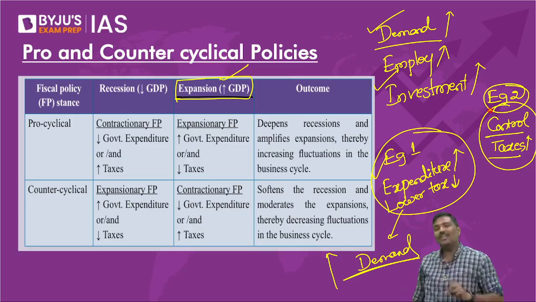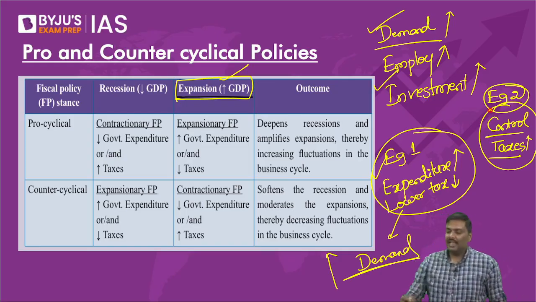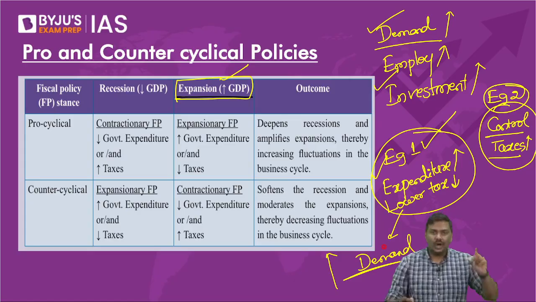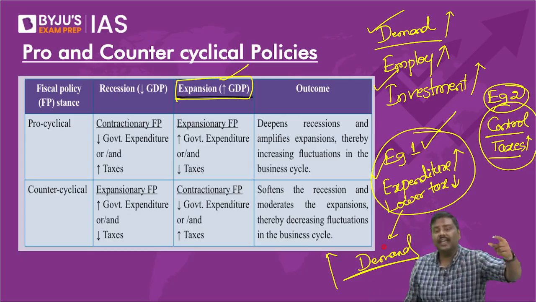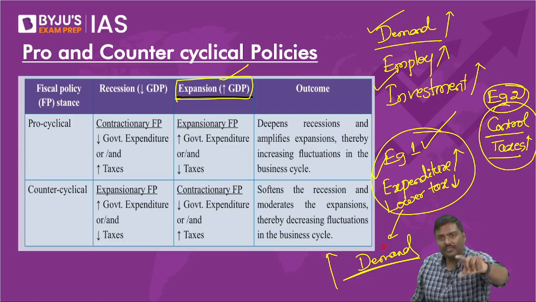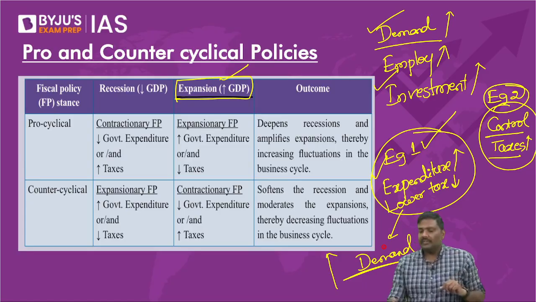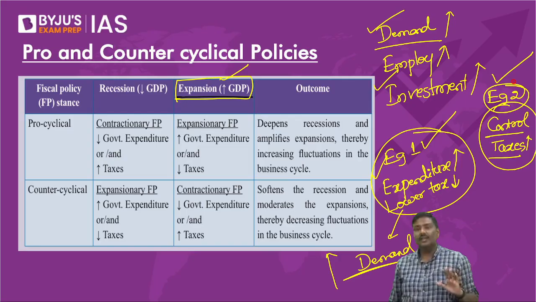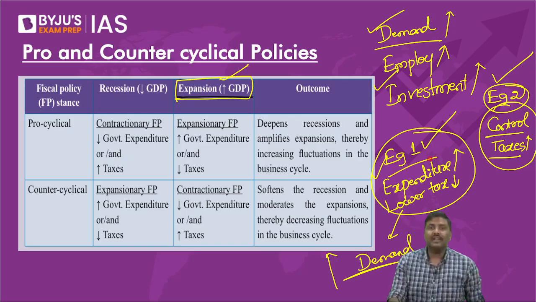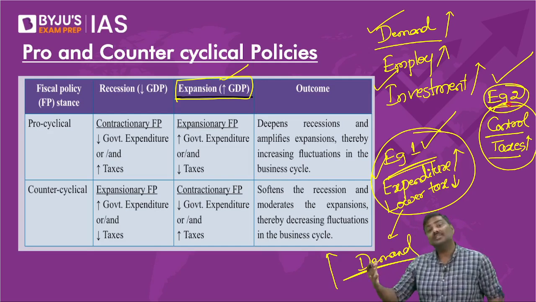So understand the logic here. In example 1, government policies are increasing the intensity and severity of the economic phase, whereas in example 2, the policies are controlling and reducing the intensity of the phase in the economy. Can I call example 1 a pro-cyclical policy and example 2 a counter-cyclical policy?